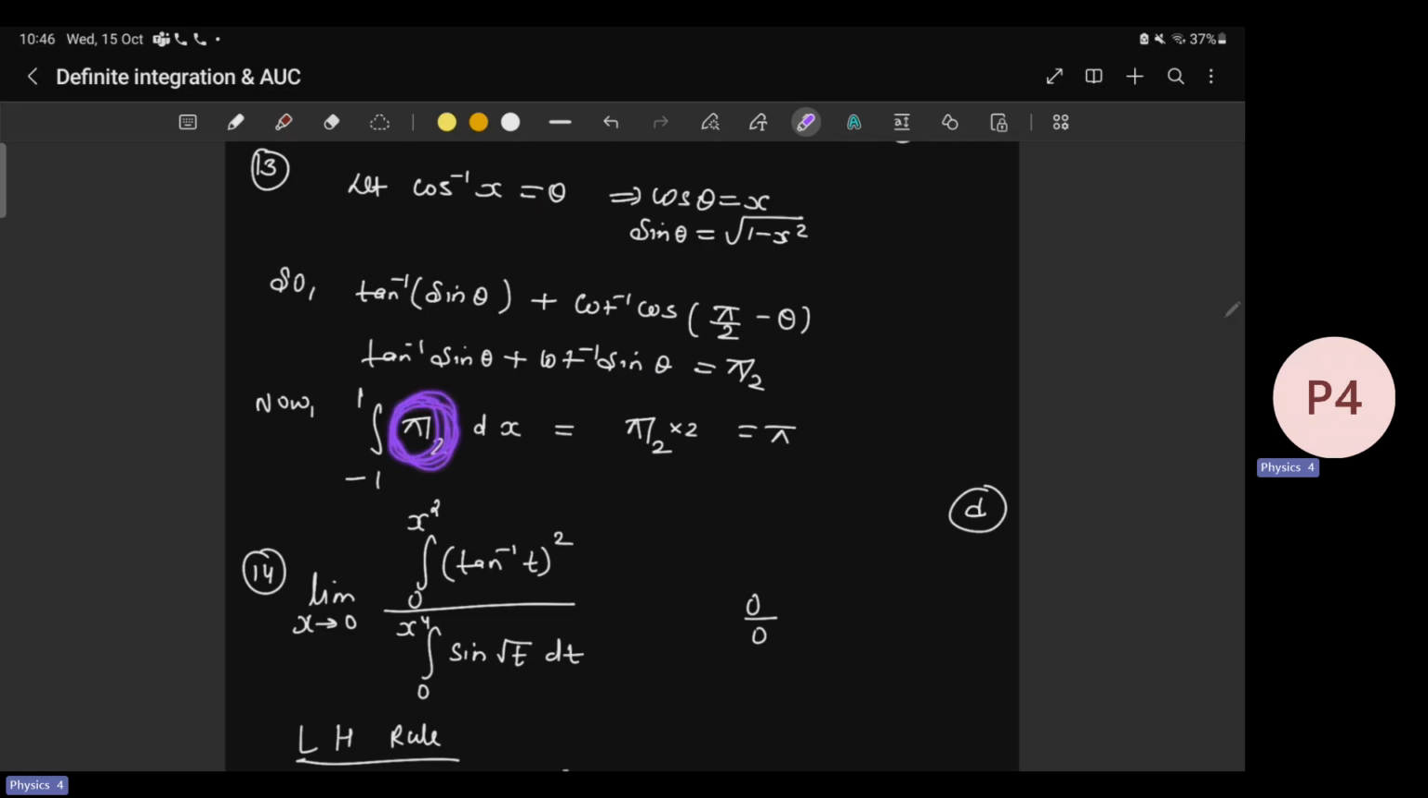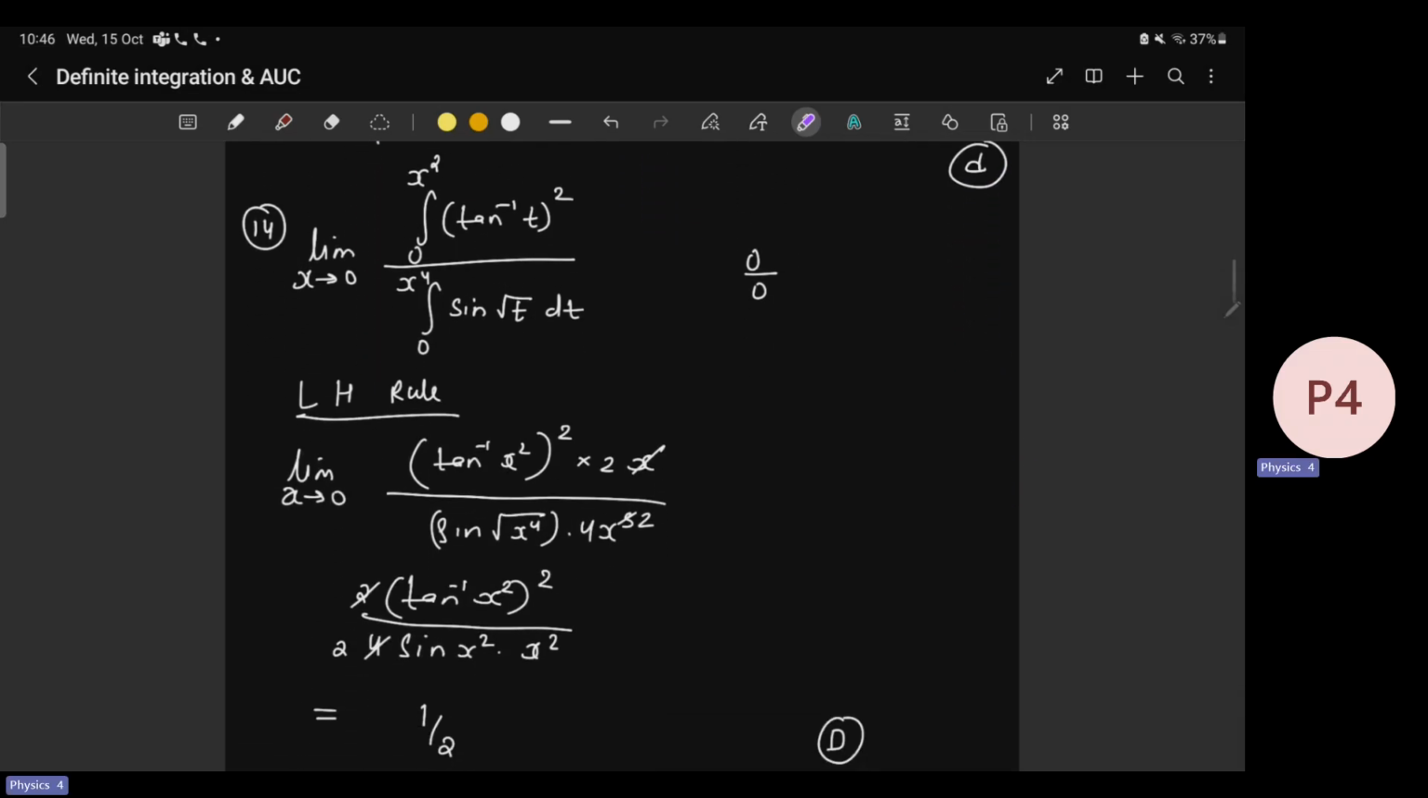Now we have to integrate pi by 2 over the interval -1 to 1. That is pi by 2 into x. Put the limits: pi by 2 into 2, that is pi. Option D is the correct answer. Now we move on to the next question, that is question number 14.